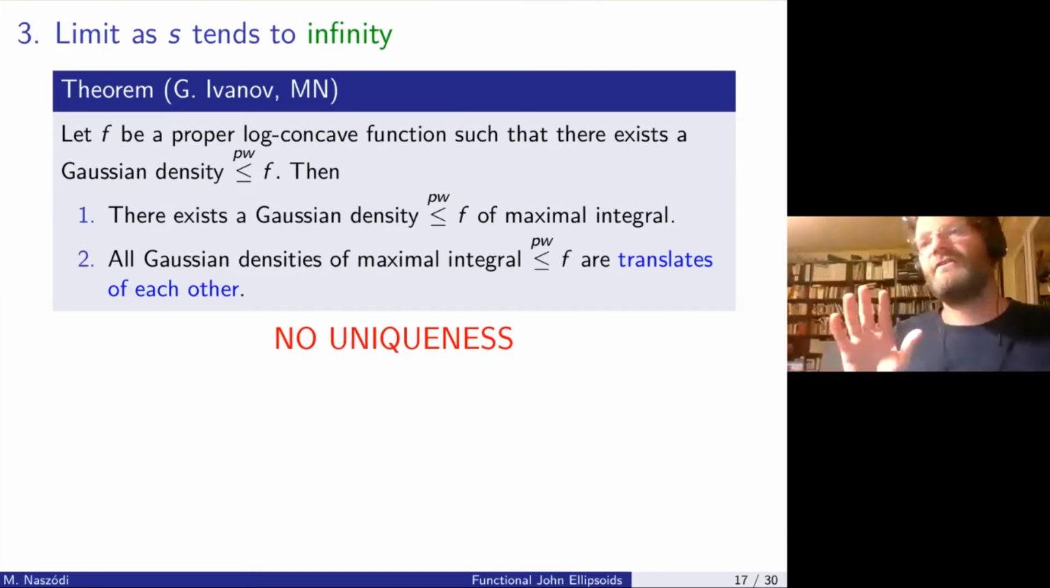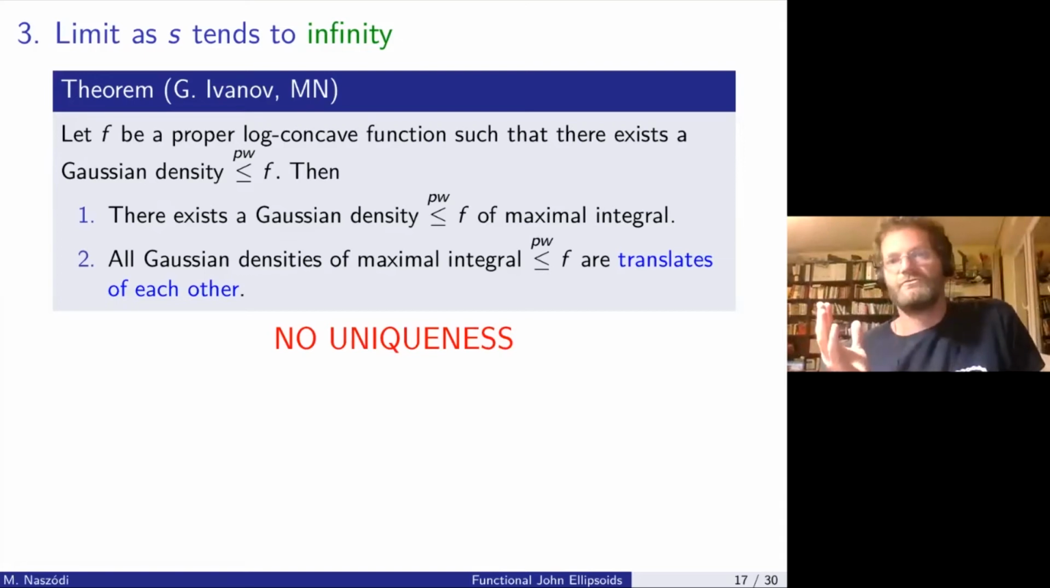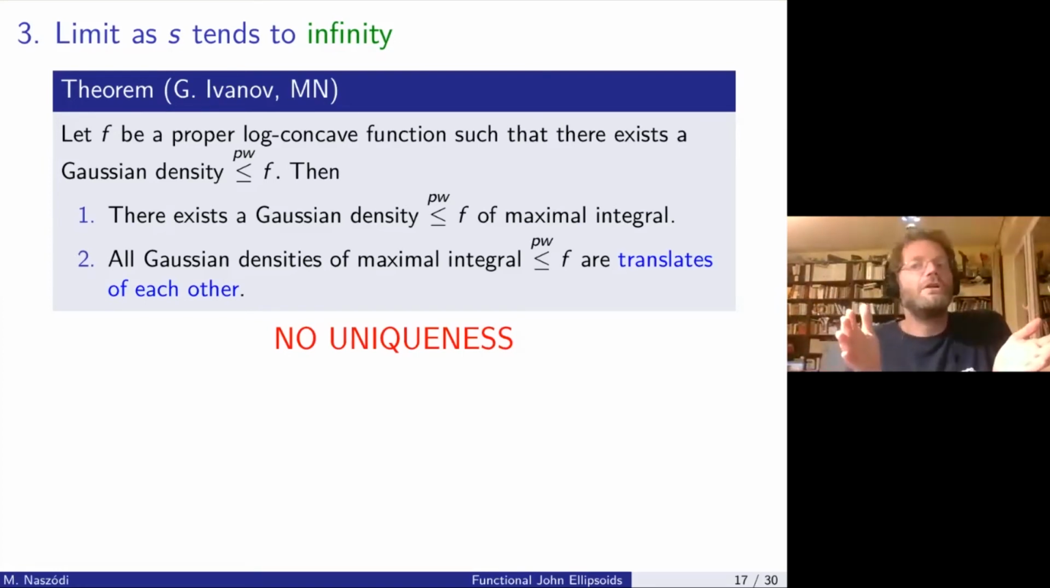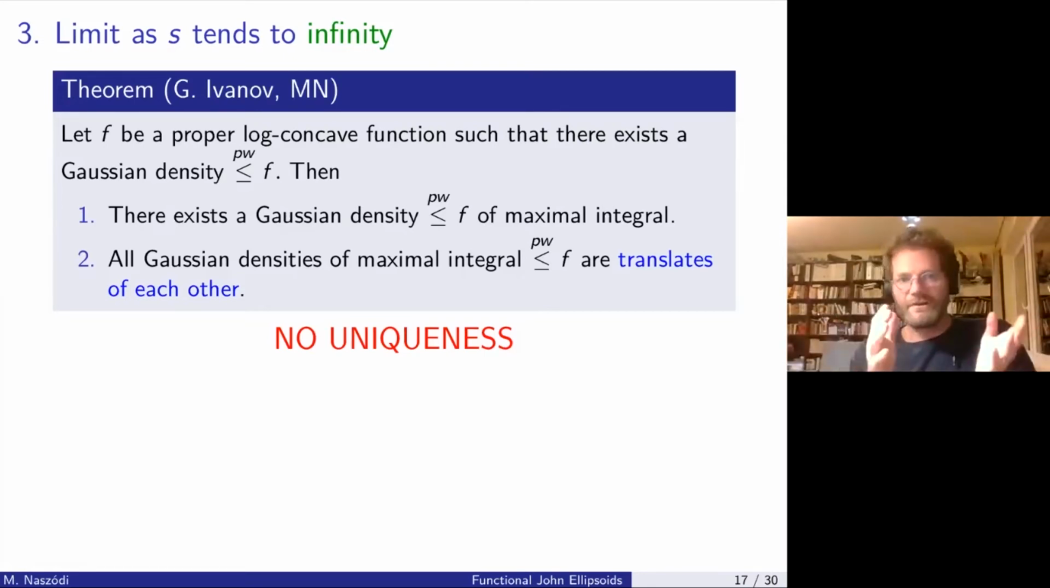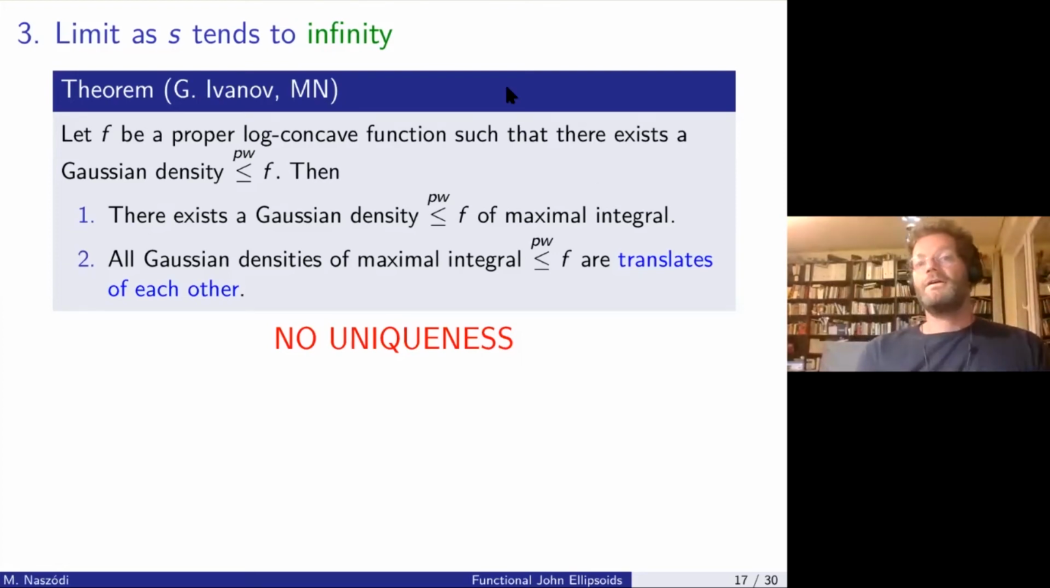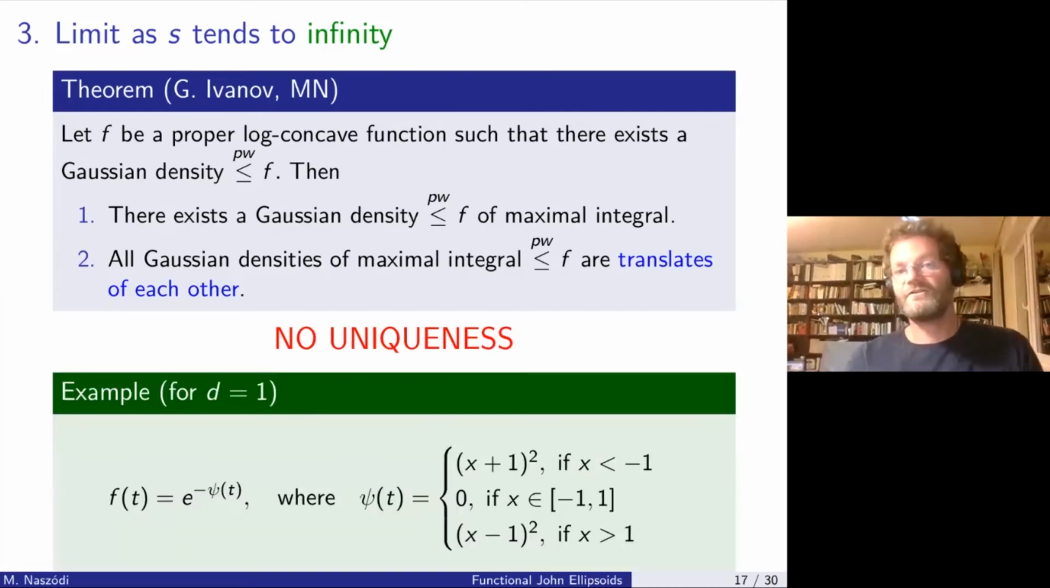And assume that there is a Gaussian density below it. That's not true for every proper log-concave function. Take any compactly supported log-concave function, the characteristic function of the Euclidean ball, or a high-dimensional Euclidean ball and the marginal of it. You will always get compactly supported measures, so there's going to be no Gaussian density under them. But for some log-concave functions, there is a Gaussian density below. Then there are some that are of maximal integral, but they are not necessarily unique. And it turns out that it's not just that we couldn't prove uniqueness, it's not true.